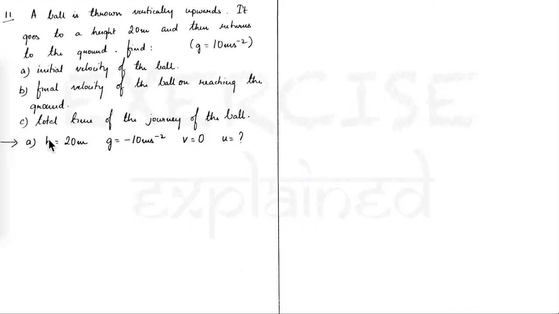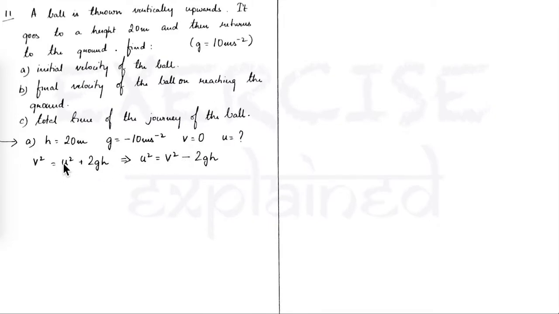So I write the given data. Height is given as 20 meter. Now since it is going up, acceleration due to gravity will be minus 10 meter per second square, because whenever we throw anything up, its velocity reduces. So acceleration is going to be negative. So acceleration due to gravity is taken as minus 10 meter per second square. Final velocity is equal to 0, and initial velocity we need to find. Final velocity is 0 because once it goes up, it stops and then comes back down. So final velocity is considered 0.